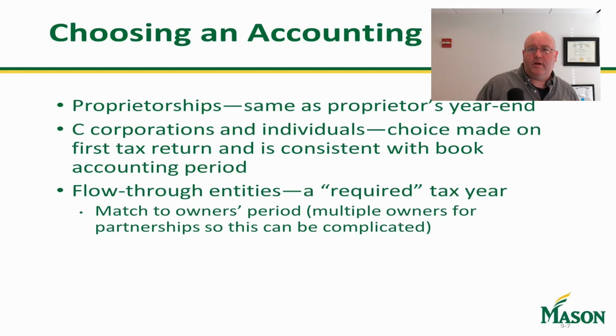So proprietorships have the same year end as the proprietors. Now you might say, well, hold on a second. Aren't all individuals calendar year, 12/31? Well, let's think about this. Does the owner of a proprietorship necessarily have to be an individual? What if I'm a corporation and I have a 100% owned single member LLC? Okay, it's technically a proprietorship that's owned by a corporation. So the corporation could have a fiscal year end, and I'd have to match that up. Okay, C corps and individuals.